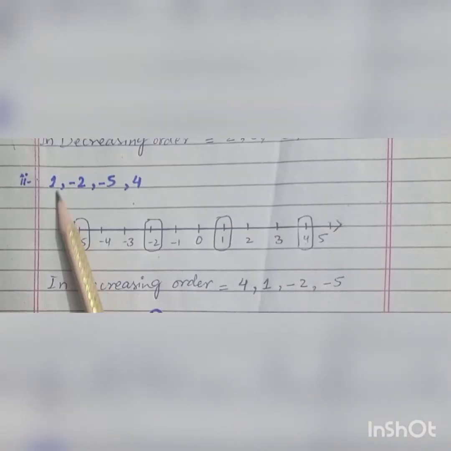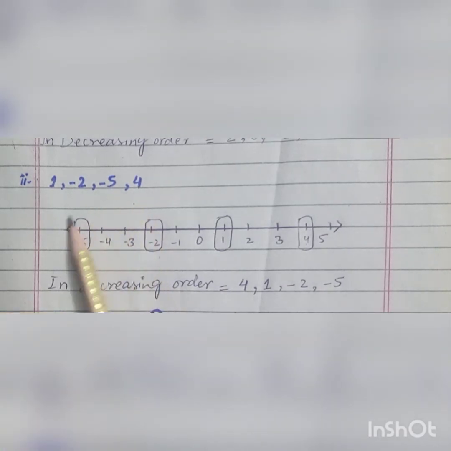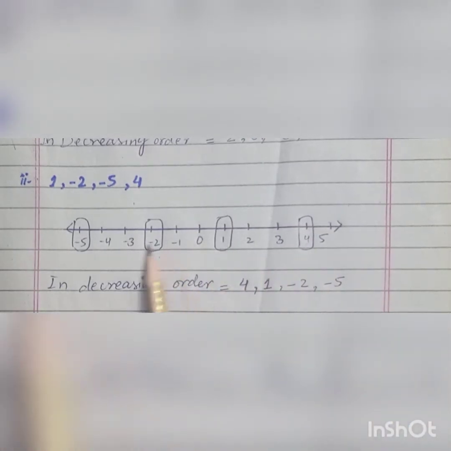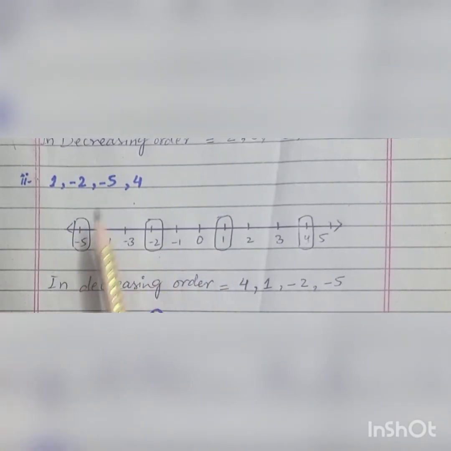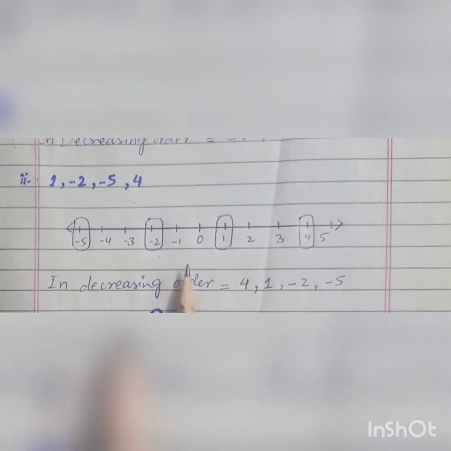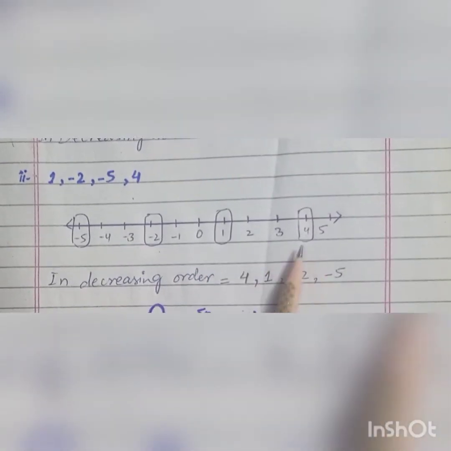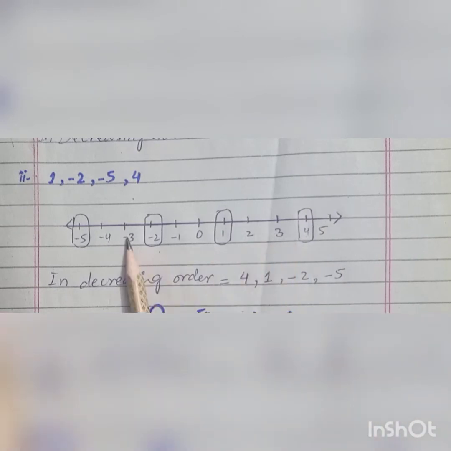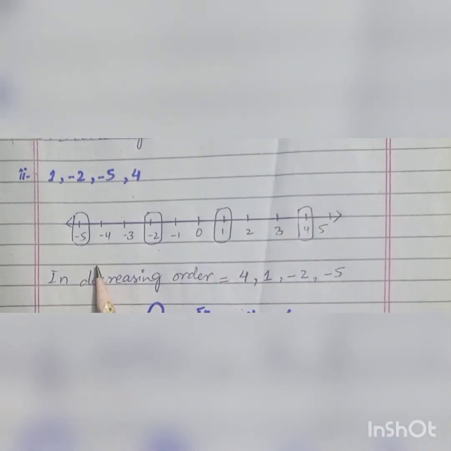Now part number 2 is 1, -2, -5 and 4. So first we will represent these numbers on a number line. So 0, 1, 2, 3, 4, 5, and here -1, -2, -3, -4 and -5. 1 is here and -2 is here highlighted, -5 is here and 4 is here. So we have to write the sequence in decreasing order. It means we will move from right to left. So 4, 1, -2 and -5 will be the sequence in decreasing order, as I have mentioned.